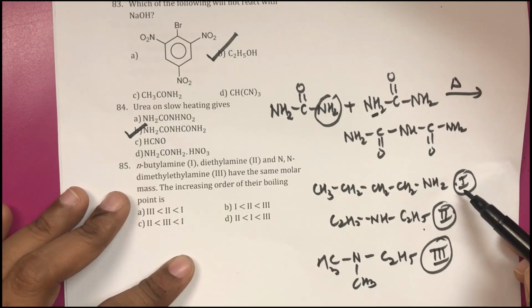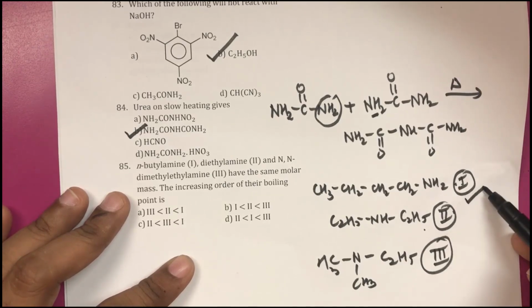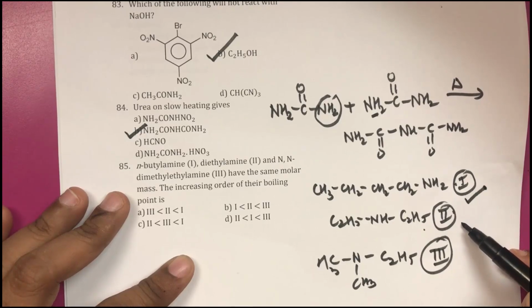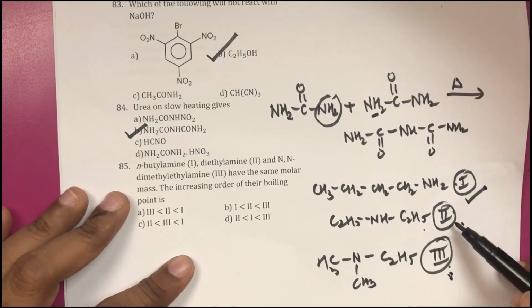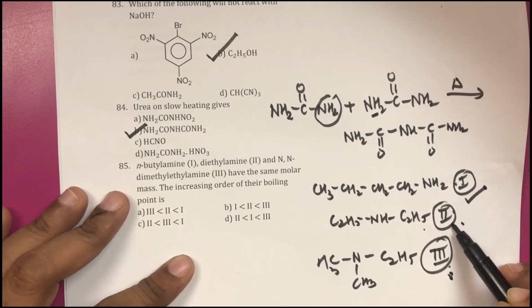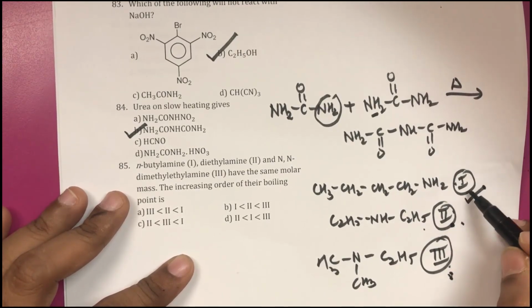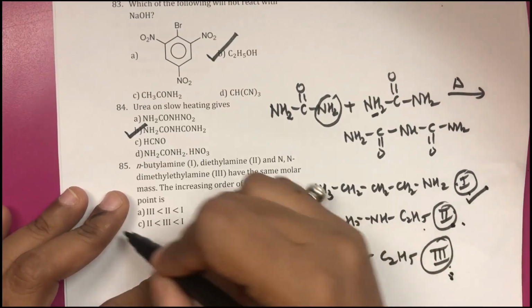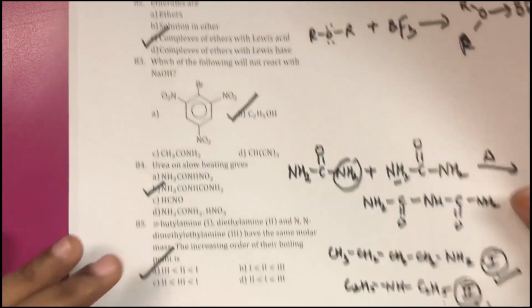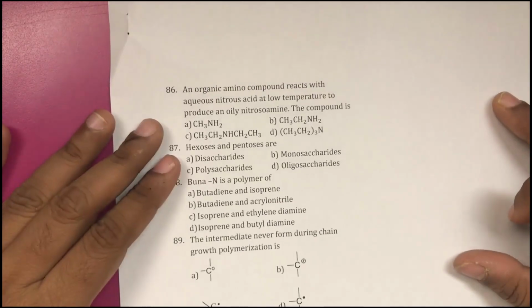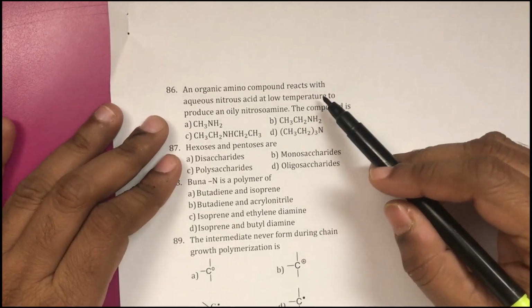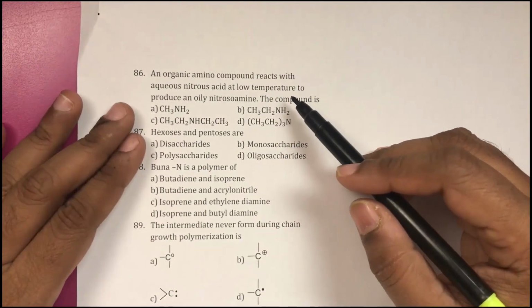When I talk about the boiling point, over here primary amine shows the highest amount of hydrogen bonding. Then less is with the secondary, and tertiary will not show any kind of hydrogen bonding. So this will have the lowest boiling point amongst the three. Second lowest is the second one, and the highest boiling point is with the first one. Therefore option A. Question number 86, an organic amino compound is reacting with aqueous nitrous acid at lower temperature to give an oily nitrosamine.